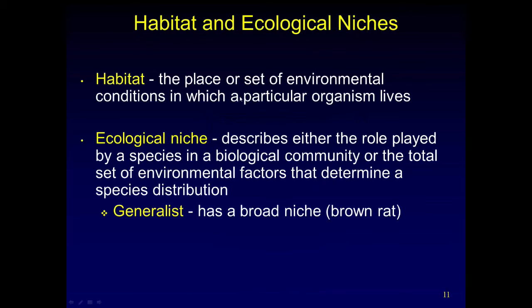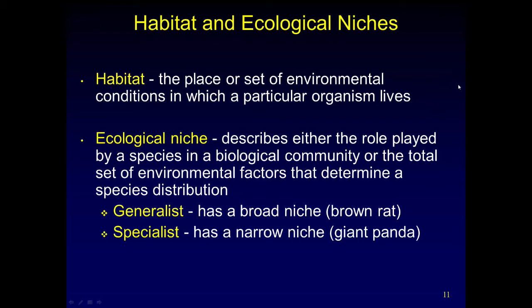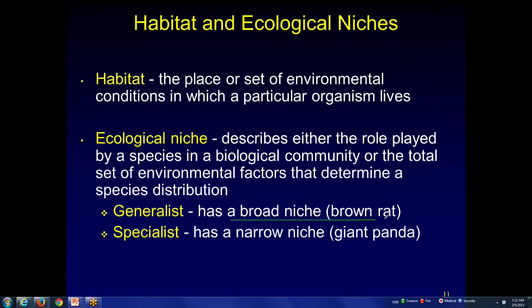Habitat is simply the place or set of environmental conditions in which a particular organism lives. So the habitat can be very specific or very general. For example, we have generalists, which can live in a very broad habitat and have a very broad niche, or niche, some people pronounce. And specialists have a very specific niche and a very specific habitat typically.